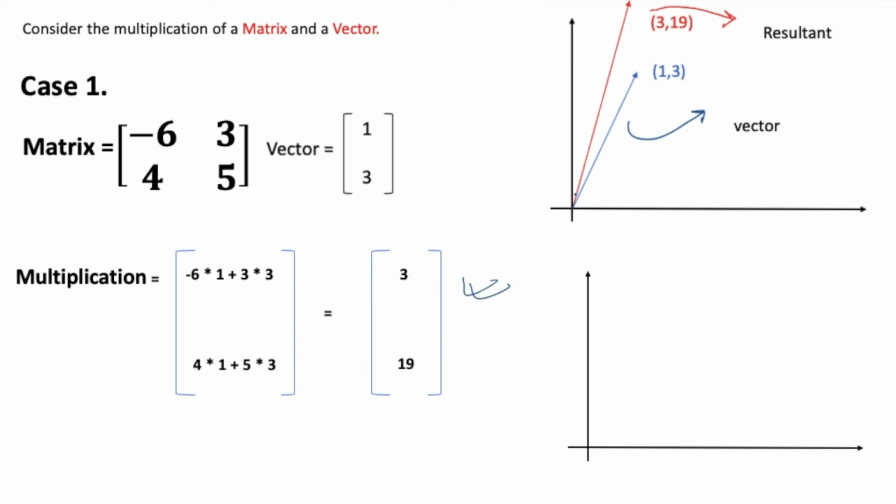Now, if I have to plot the resultant, same as we have plotted our vector. Our resultant is in red and reads 3 19 and our vector is 1 3. As you can see, we can say that our resultant is nothing but the original vector which has rotated with the angle theta as well as scaled. Now keep this in mind. We have introduced this in case 1. Let's go ahead and see case 2.